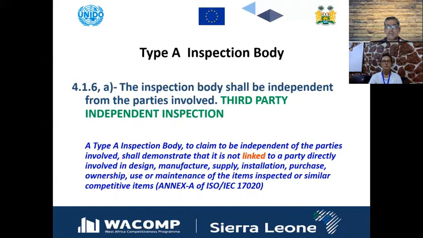It is the inspection body that is not linked with any producer, that is not linked with any marketer. So this is the independent inspection body. This inspection body is free from any influence, and we always call this type A inspection body. For example, the PMB inspection body is a type A inspection body. Why? Because PMB is a third party inspection.